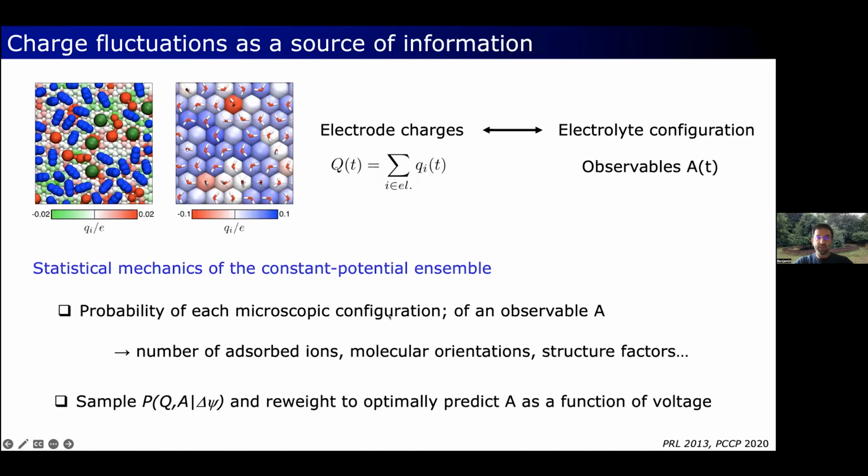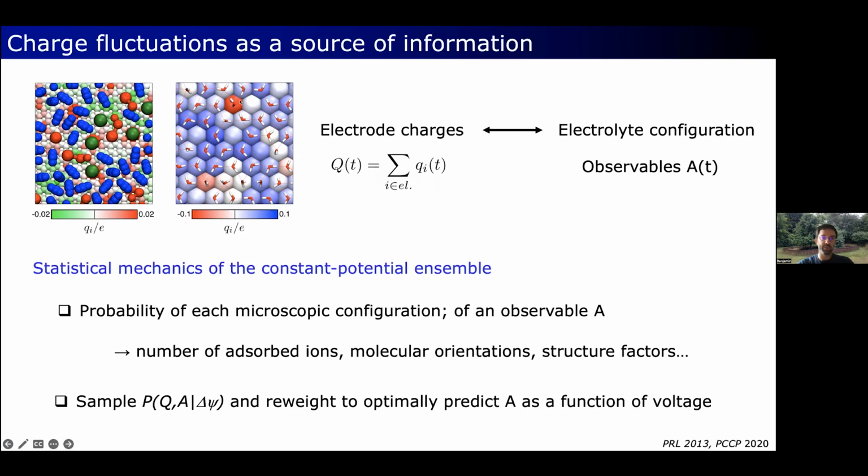But the charge fluctuations of the electrodes are in fact related to what happens at the interface. So we can use these charge fluctuations as a source of information on the electrolyte configurations or the observables associated with electrolyte configurations. And if you again come back to the statistical mechanics of the constant potential ensemble, you can look at the probability of each microscopic configuration or of a given observable A, for example, the number of adsorbed ions, molecular orientation, structure factors, and so on.